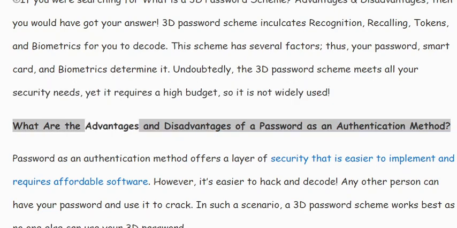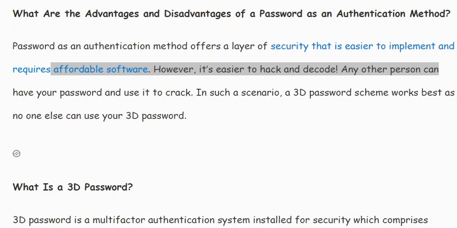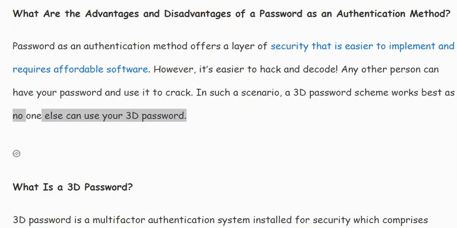What are the advantages and disadvantages of a password as an authentication method? Password as an authentication method offers a layer of security that is easier to implement and requires affordable software. However, it's easier to hack and decode. Any other person can have your password and use it to crack. In such a scenario, a 3D password scheme works best as no one else can use your 3D password.